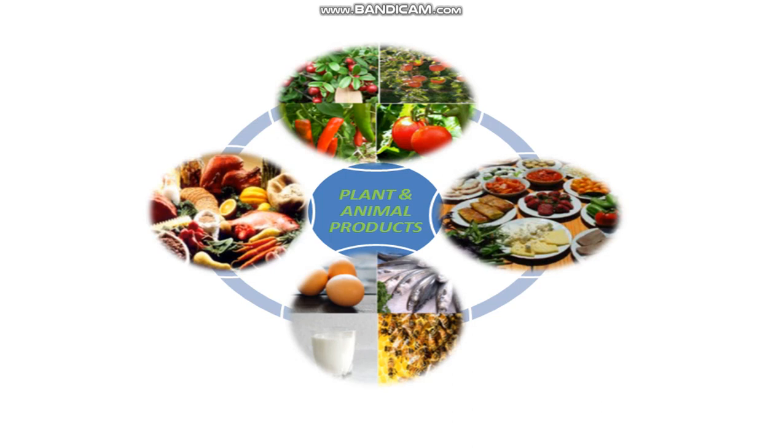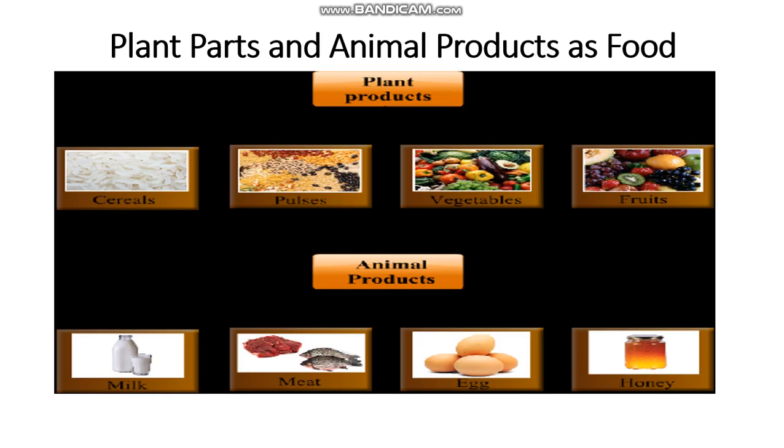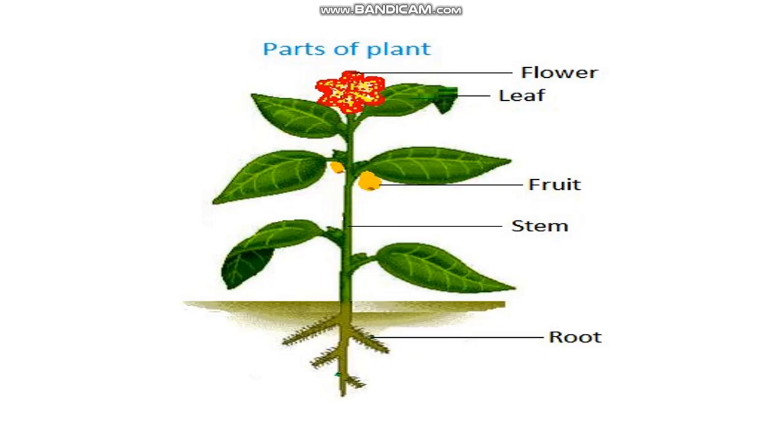Plants are sources of food like cereals, pulses, fruits and vegetables. Animals provide milk products, egg, meat, etc. So you can see the plant parts and animal products as food. Plant products: cereals, pulses, vegetables, fruits; and animal products: milk, meat, egg, honey, etc.